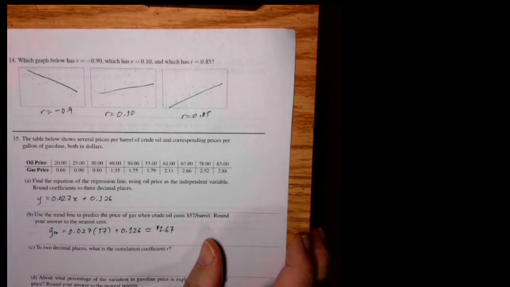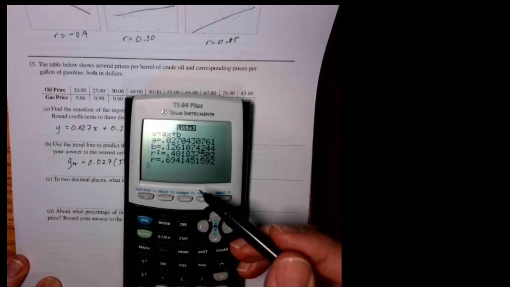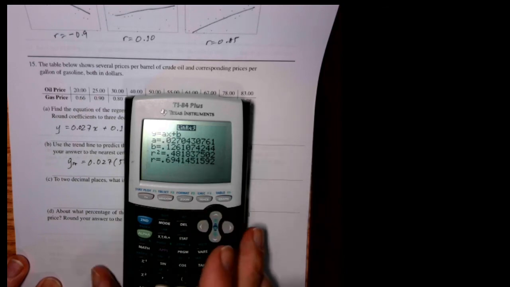Okay, part C, to 2 decimal places, what is the correlation coefficient r? Well, to do that, all you have to do is go back to your calculator screen and read it off. r is about 0.69.